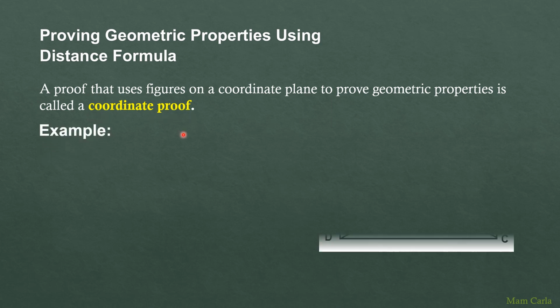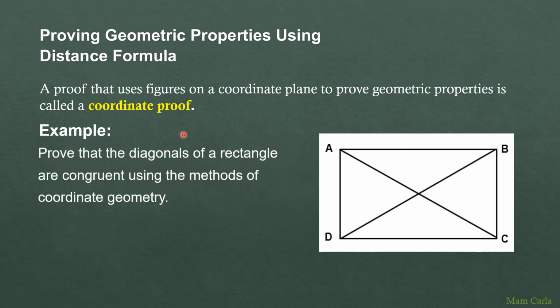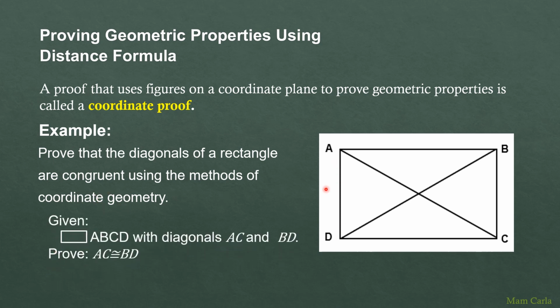For example, given this figure, let us prove that the diagonals of a rectangle are congruent using the methods of coordinate geometry. Given the rectangle ABCD with diagonals AC and BD, let us prove that AC and BD are congruent with each other.